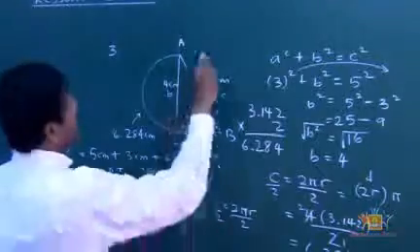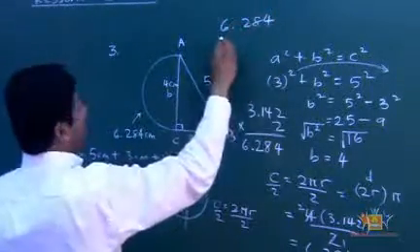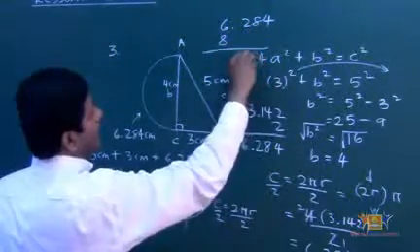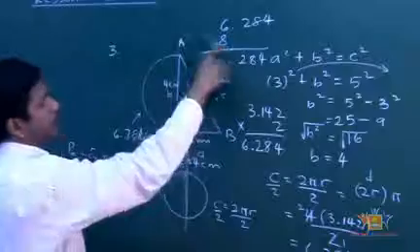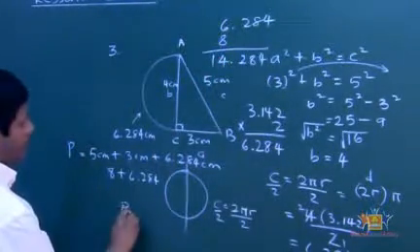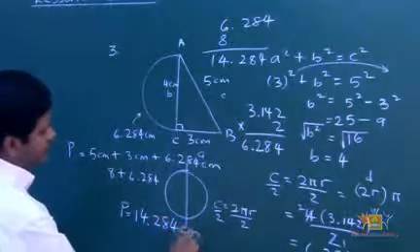We're going to line it up. So we're going to put 6.284. We're going to line it up with 8. So we're going to bring this all down. 482, bring in the decimal. 6 plus 8 is 14. So the answer is, the perimeter is 14.284 centimeters.